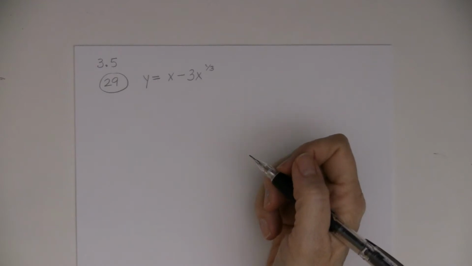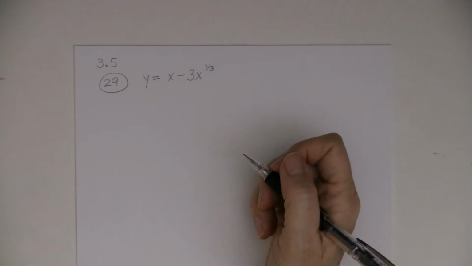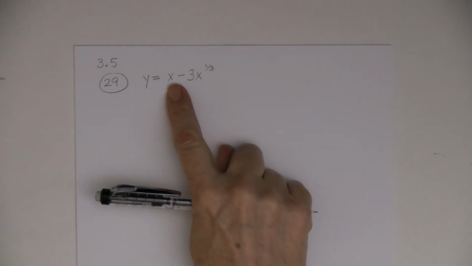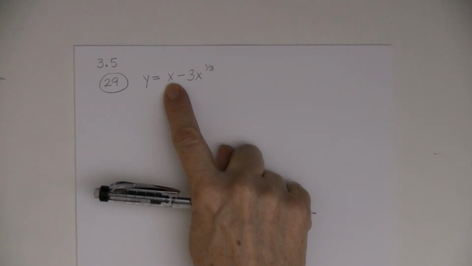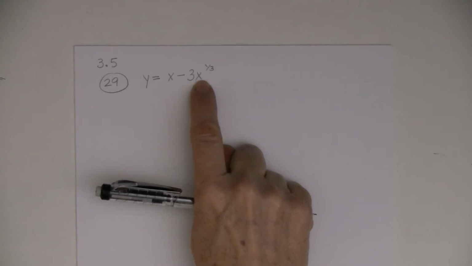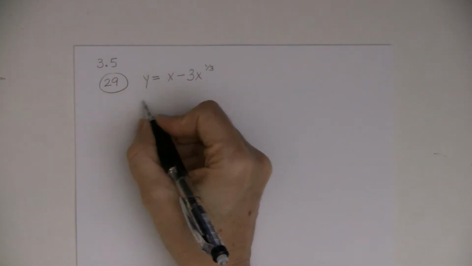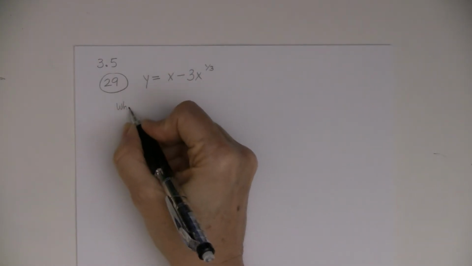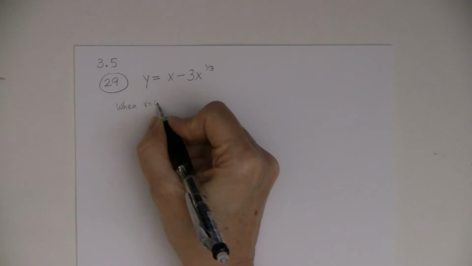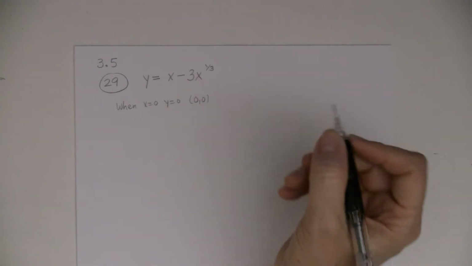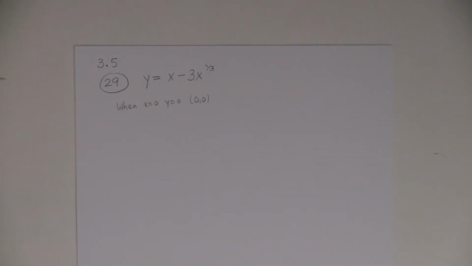A good thing to think about also is the X-intercept and the Y-intercept. If I let X be 0, then Y is also 0. And so I'm going to just put that here. When X equals 0, Y equals 0, right? So this is 0, 0. So it crosses right there at the origin.